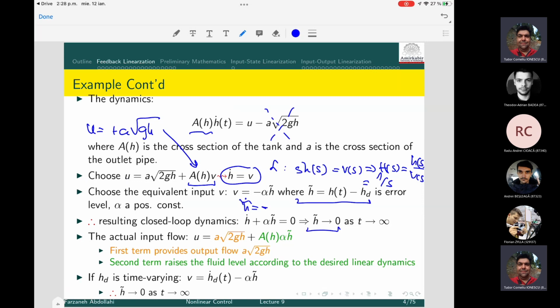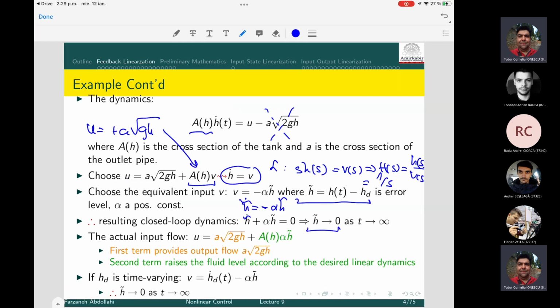I think they forgot some tilde here. They wanted to do this. It is minus alpha h tilde. Alpha is positive, so this is stable. So the error goes to 0 as t goes to infinity.